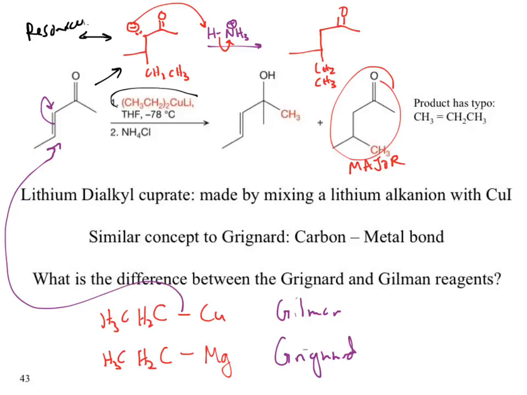CH3CH2? Oh, I see what you're saying in there. Yeah. So you get two of them. That reagent has two active nucleophiles. So the other half of this molecule can now potentially go out and attack another one.